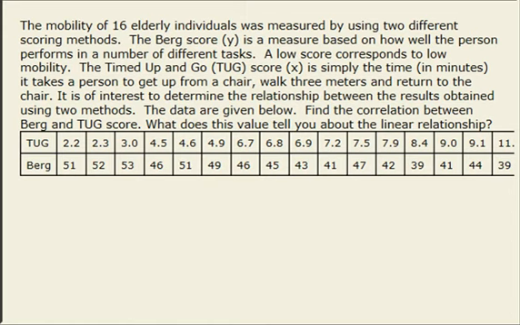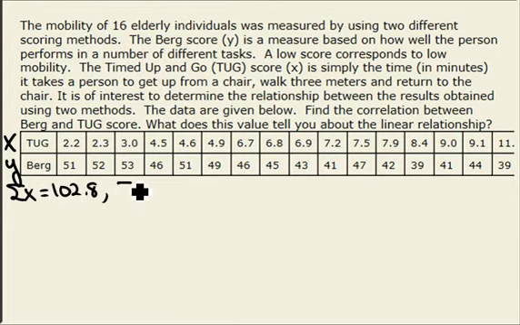For this problem, we have the TUG and Berg score, and we want to find the correlation between them. Our TUG score is our x, and our Berg score is our y, and so to find correlation, we need various sums from this data. We want to add up all our x values, so 2.2 plus 2.3 plus 3.0, and so on, and when you do that, you'll get 102.8.